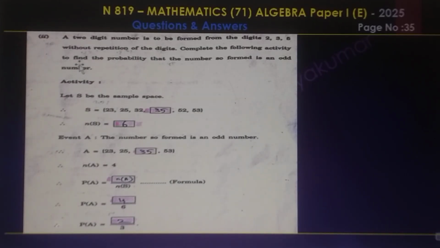Question number 2: the 2-digit numbers are to be formed from digits 2, 3, 5 without repetition of the digits. Complete the following activity to find the probability that the number formed is an odd number. Let S be the sample space. We are getting 23, 25, 32, 35, 52, 53. So n(S) is equal to 6. The favorable outcomes for odd numbers are 23, 25, 35, 53, so n(A) by n(S) we are getting 4 by 6, which is 2 by 3. That is the final answer.